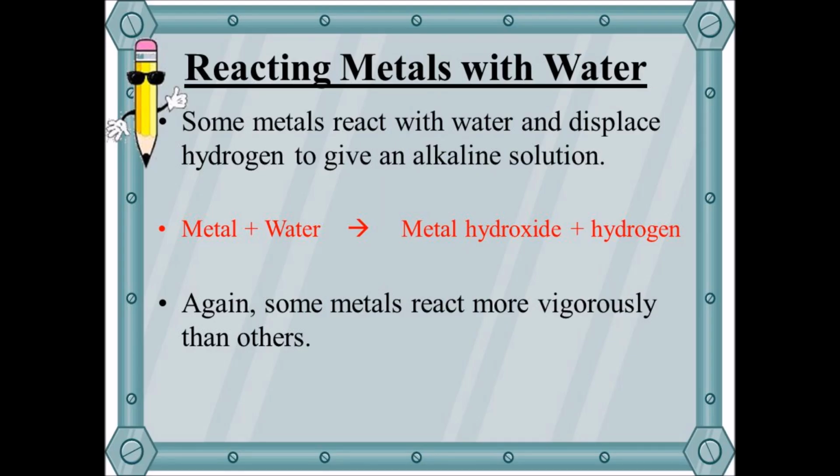Now let me react metals with water. When metals react with water, metal oxide and hydrogen is given. When the same metal oxide again reacts with water, metal hydroxide is formed. Every metal reacts with water differently.